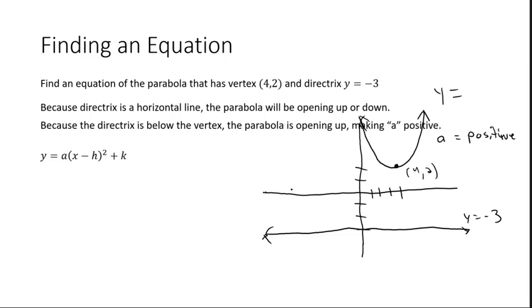So the 4 and the 2 give us the h and k, where h is going to be the opposite of this number, so that's going to be a negative 4. Wait, h is the opposite sign in the equation, and the k, your y value, is going to be just this number by itself, just the 2. So what we have is a times x minus 4 squared plus 2.